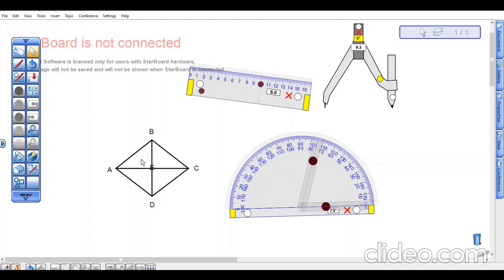So the properties you have to remember: the opposite angles were the same, okay? And all the sides were the same. And the distance from a vertex to the middle point is the same as the middle point and its opposite vertex. We'll continue in the next video.